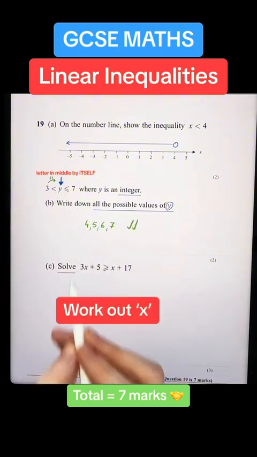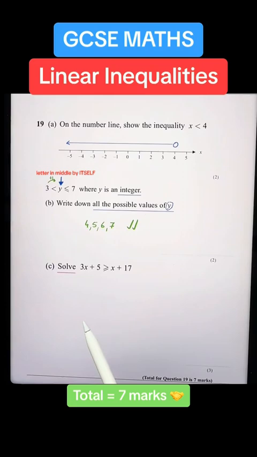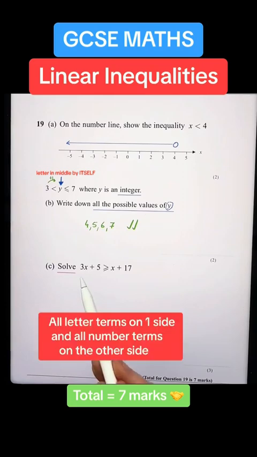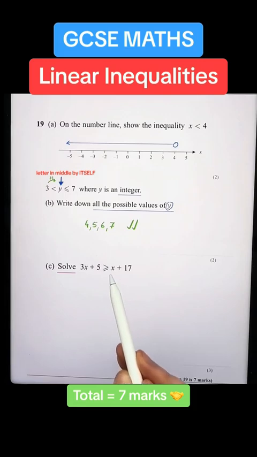Solve means to work out. In this case, I'm working out the value of x. As I currently have x's on both sides of my inequality, my first step is to get all the x terms on one side and my number terms on the other side. As I have more positive x on the left, as I've got positive 3x and only a single positive x on the right, I'm going to bring all my x terms across to the left.